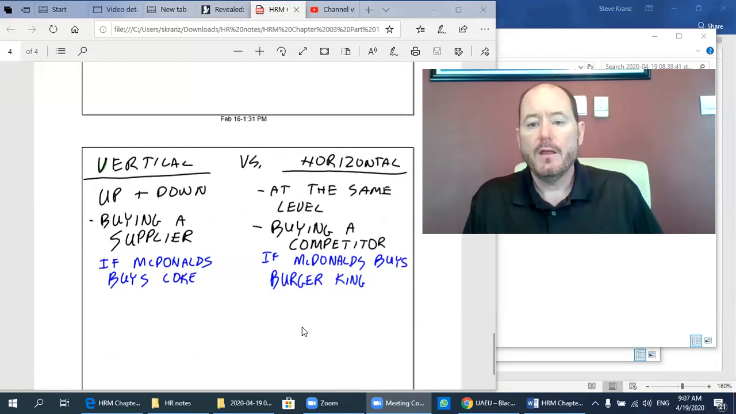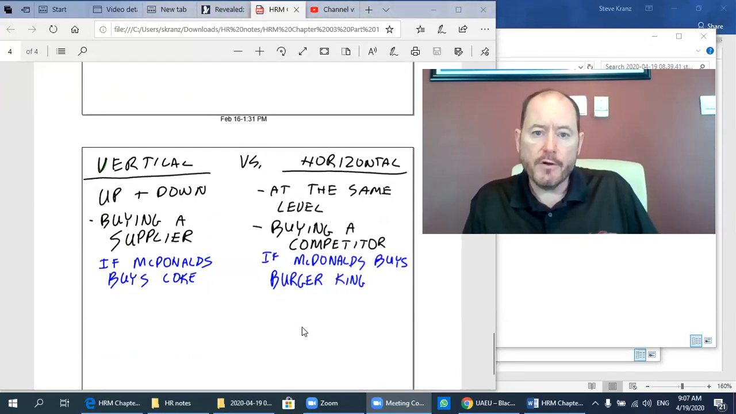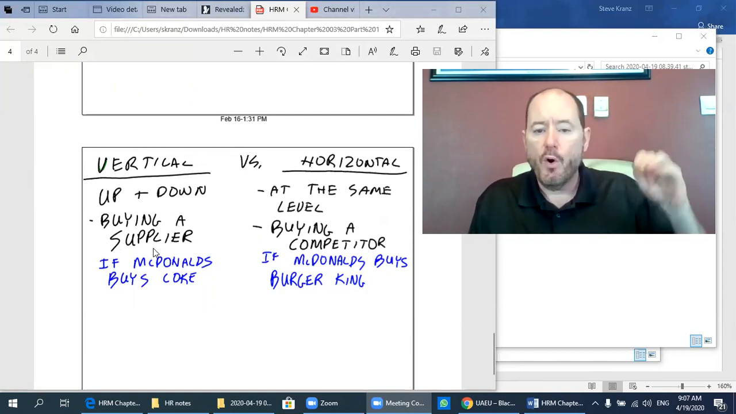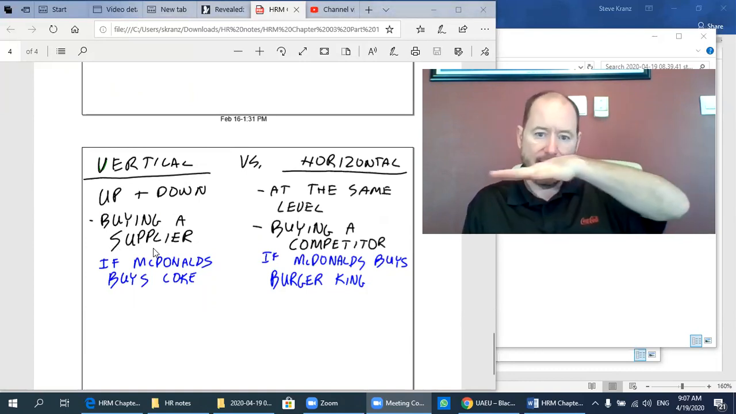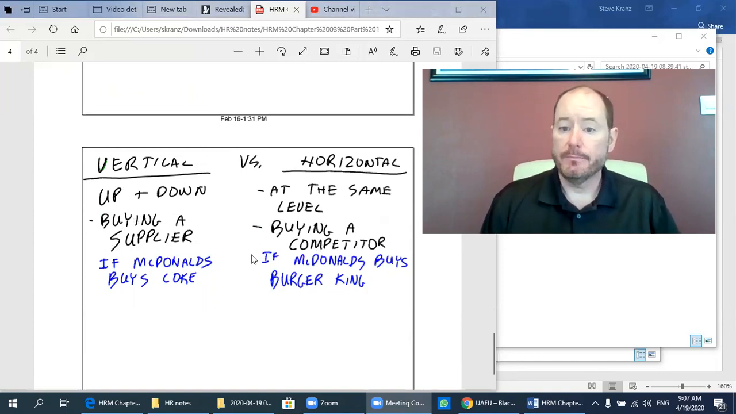Okay. The book talks about the difference between vertical and horizontal. Vertical simply means in the supply chain, people above you or below you. So if a company is buying a supplier, that is vertical. Horizontal means at the same level. So horizontal means buying a competitor.